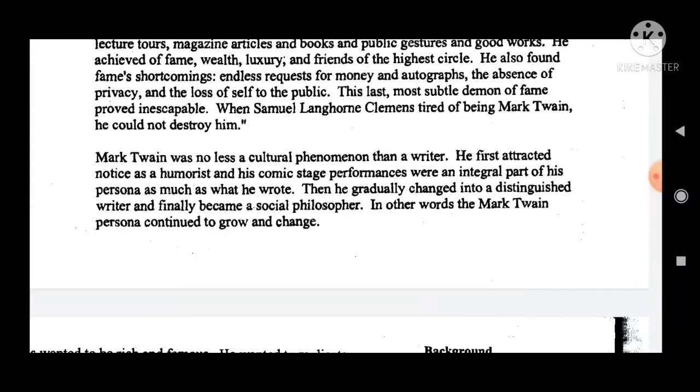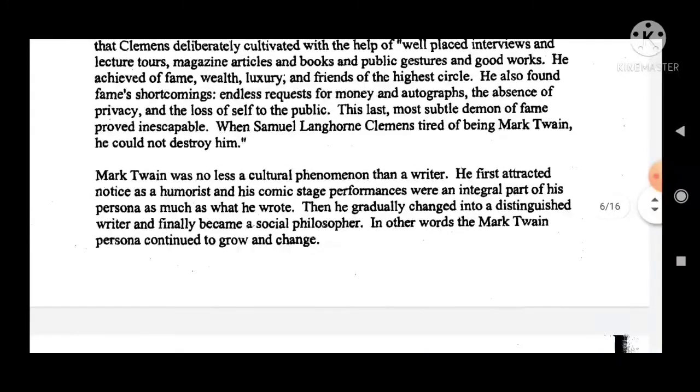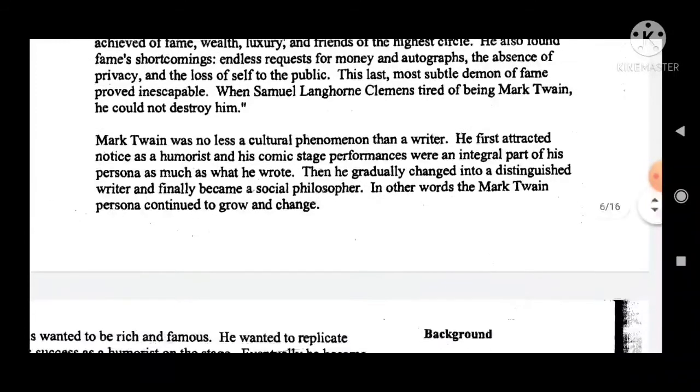This last, most subtle demon of fame proved inescapable. When Samuel Langhorne Clemens tired of being Mark Twain, he could not destroy him.